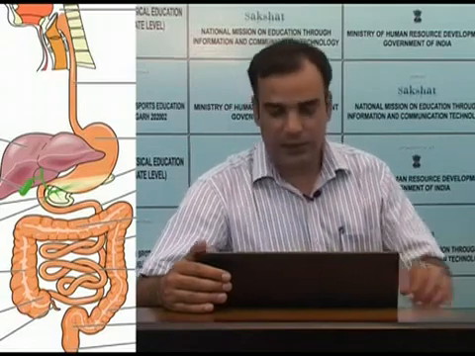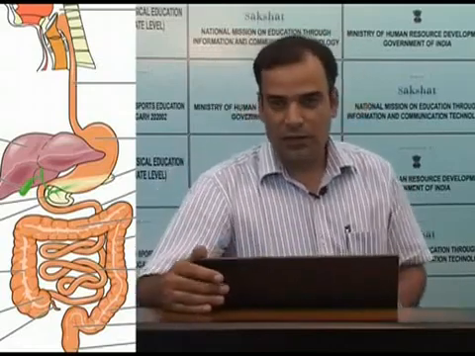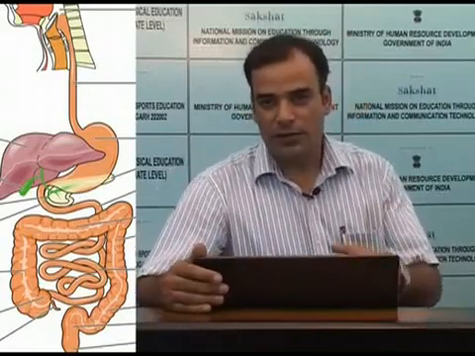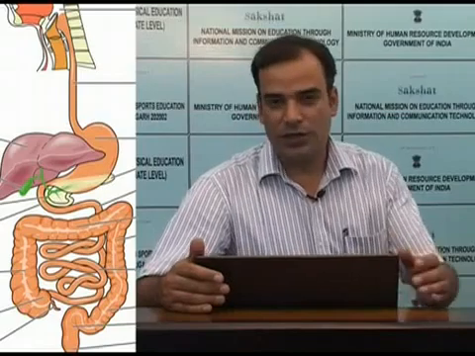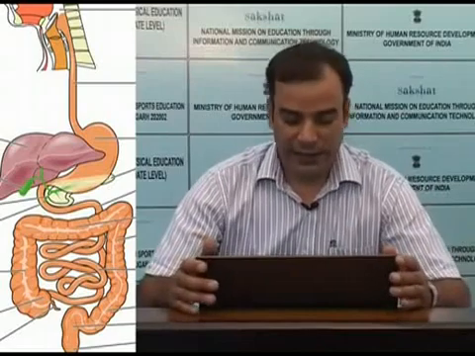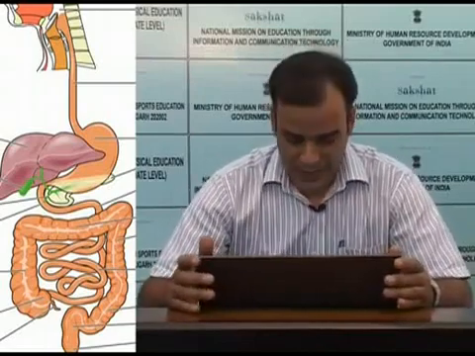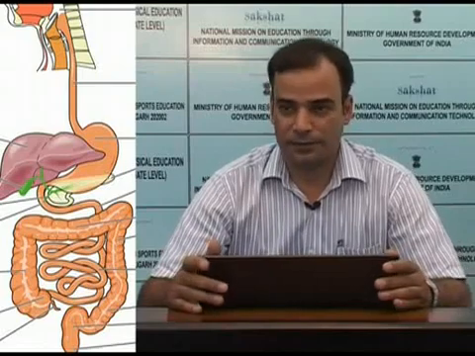Apart from these primary digestive organs, the other organs, which are not part of this tube but are associated with digestion, are the accessory digestive organs. These are teeth, tongue, salivary glands, pancreas, and liver.